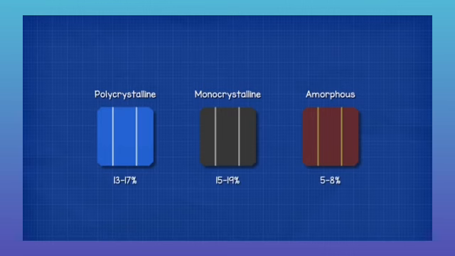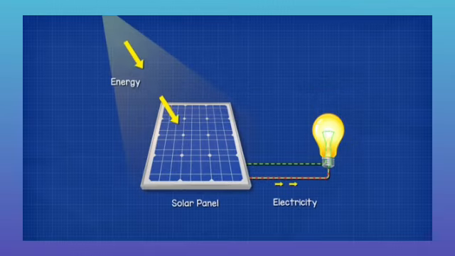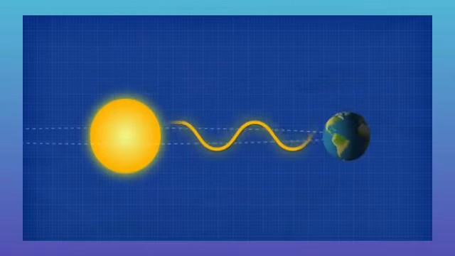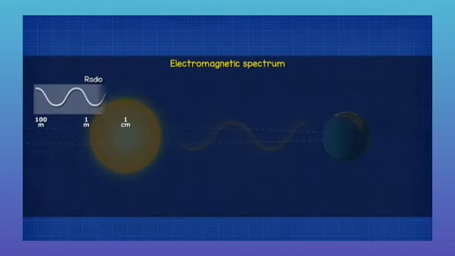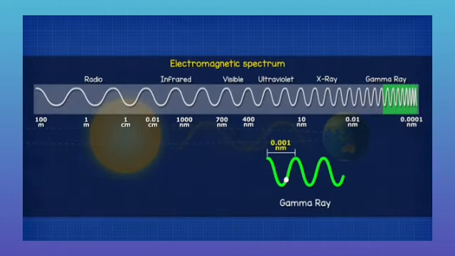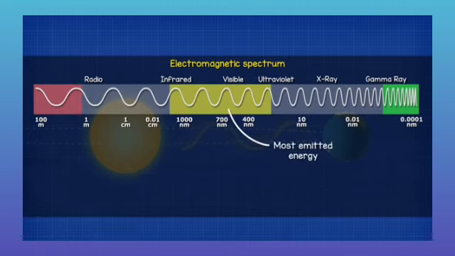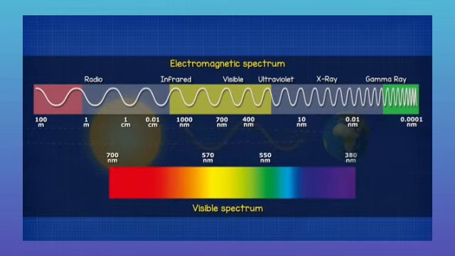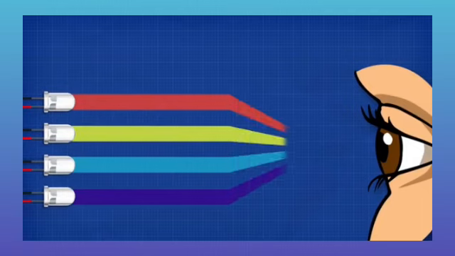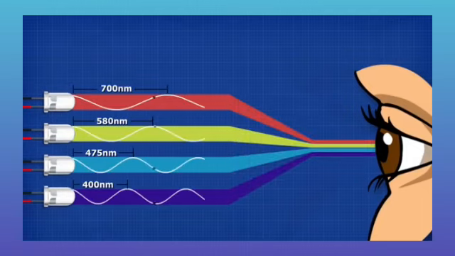When we talk about efficiency, we mean the energy from the sun and how much is converted into electricity. The energy travels in waves. The waves are different sizes, from tiny but high-energy gamma rays to large low-energy radio waves. But most of its emitted energy is in the ultraviolet, visible, and infrared region. The visible spectrum is what the human eye can see. The wavelength determines what color light the eye will see.